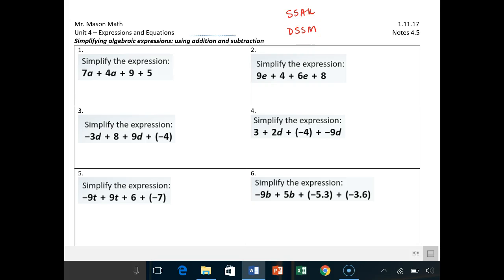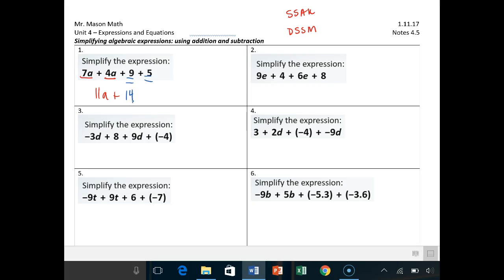So for number one, 7a and 4a are like terms, and then 9 and 5, the two constants, are also like terms. So we get 11a plus 14. Very simple, right? Pause and do number one on BuzzMath.